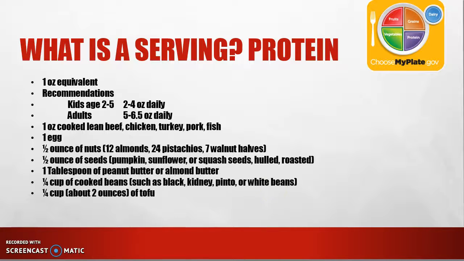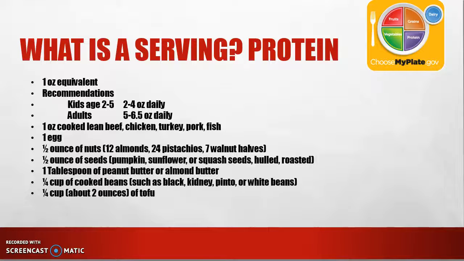For protein, we're looking at ounce equivalents. So if you don't have a food scale, you can actually compare to the palm of your hand or a deck of cards. For the average woman, the palm of your hand is about 3 ounces. For the average man, about 4. Kids ages 2 to 5 need 2 to 4 ounces daily. Adults, 5 to 6.5 ounces daily.